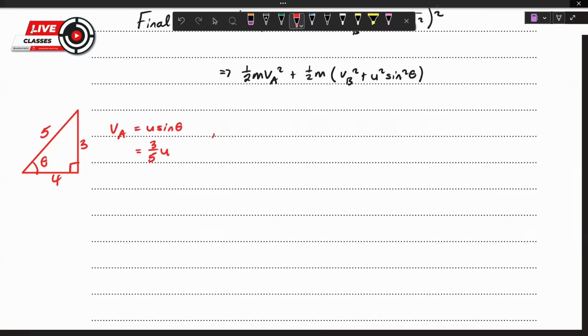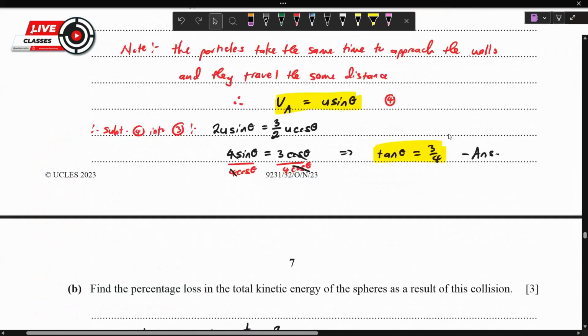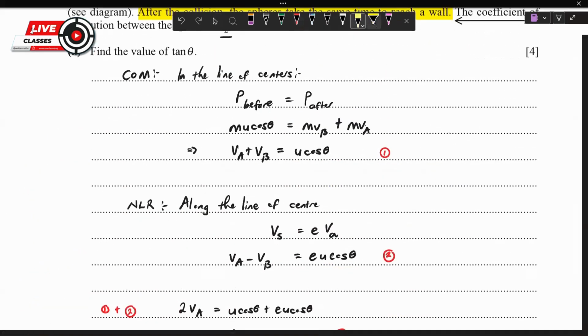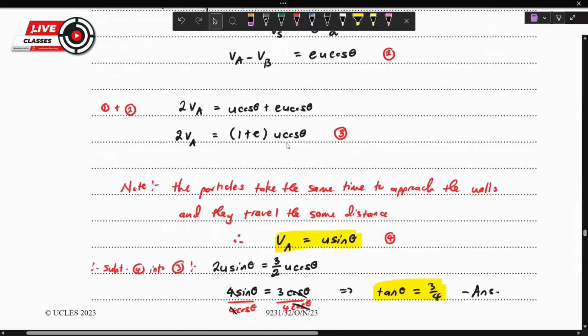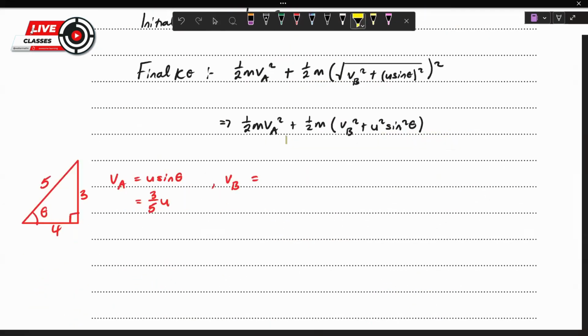We can also find VB. If we take any one of the equations from what we did earlier, let's consider this equation 1. So VB is U cos theta minus VA. U cos theta is 4/5 U, minus 3/5 U, which basically is a fifth U. So we now know what VA and what VB is.